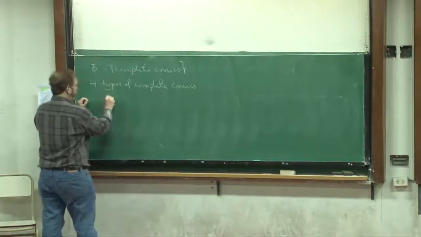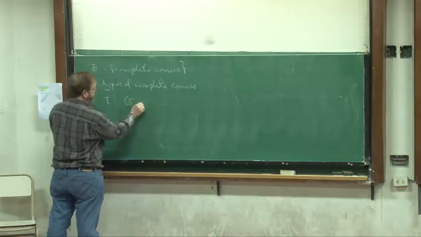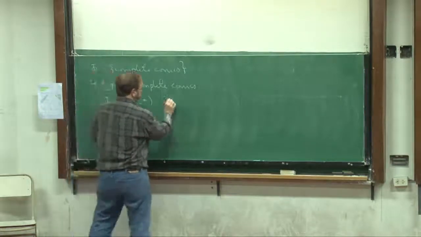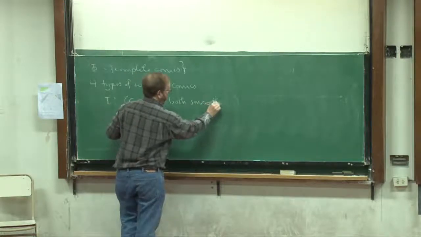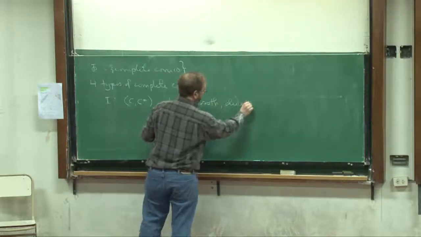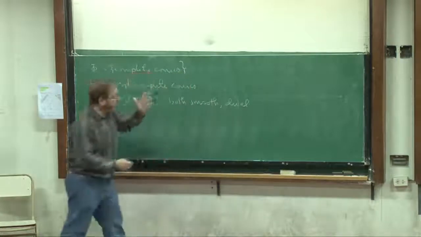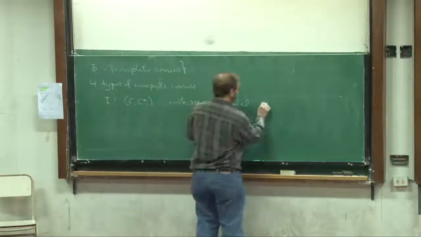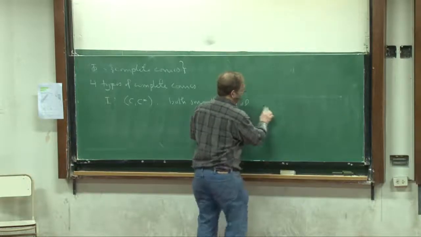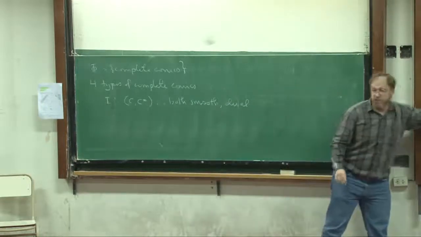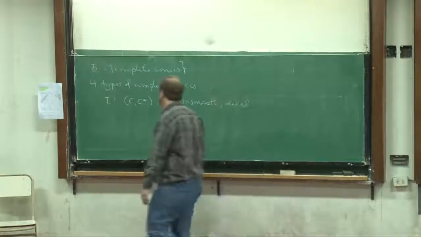First of all, there's type 1, which is simply C star, where these are both smooth and dual to one another. And again, this is just, as we saw, isomorphic to the subset of smooth conics in P5, it's isomorphic to the open subset of P5, which is just the set of smooth conics.